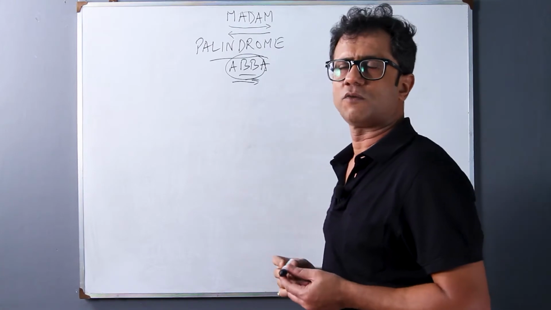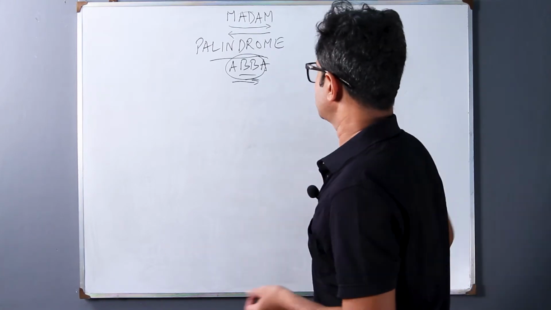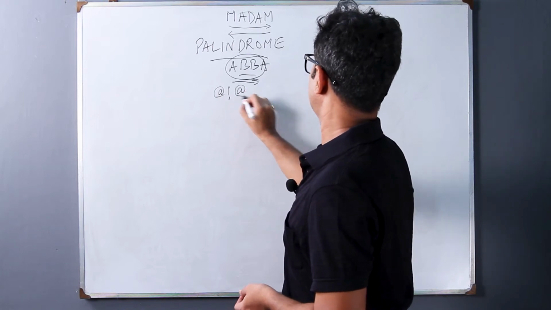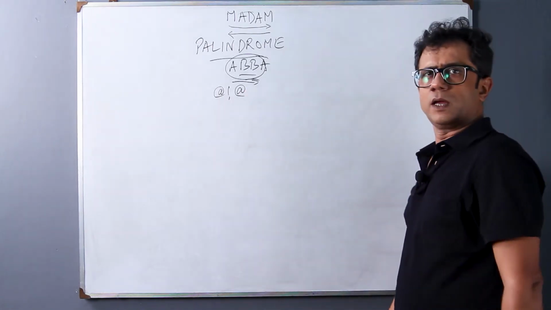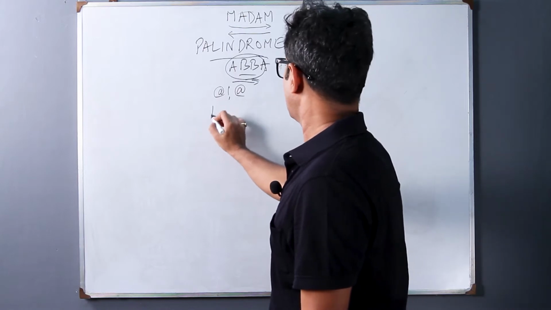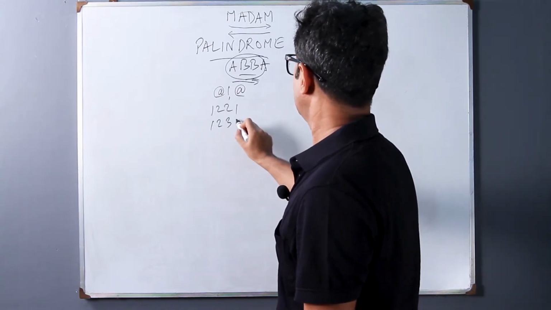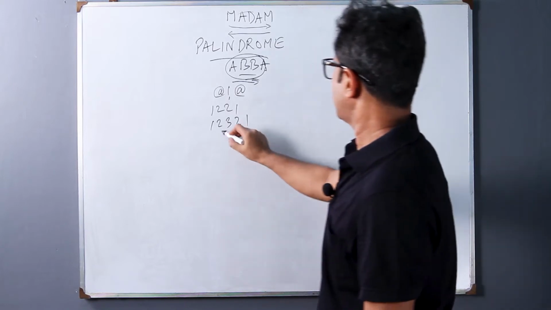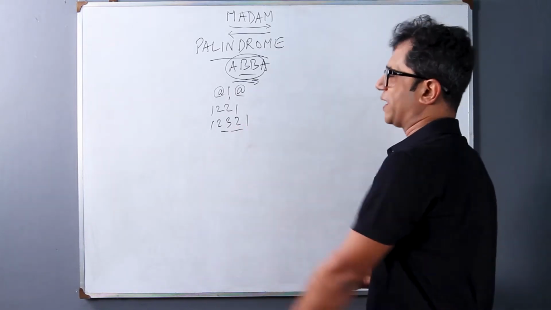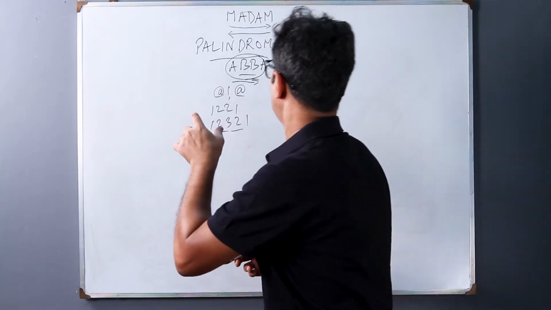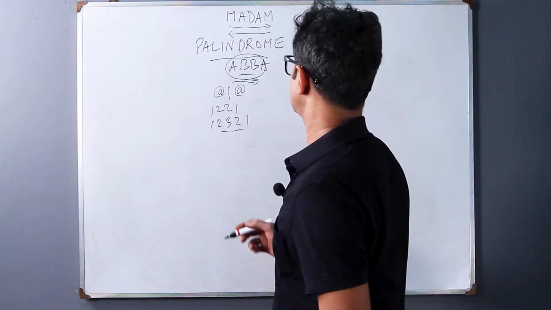A palindrome can be composed of other alphanumeric characters as well. Like if I write @ and exclamation !, this is a palindrome. If we write something like 1 2 2 1, this is a palindrome. 1 2 3 2 1, this is a palindrome. So these can all be palindromes, but something which is not the same from both sides is not a palindrome.